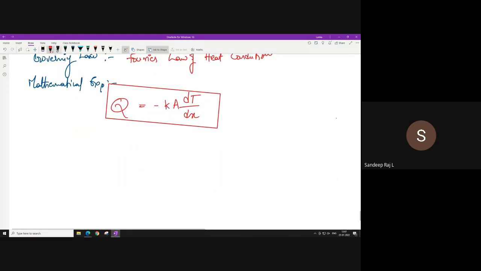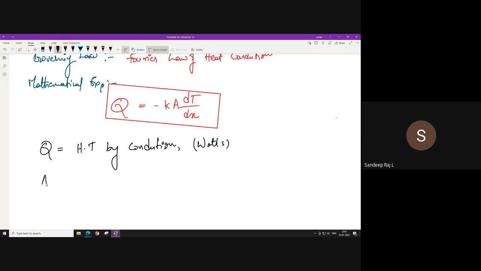In this, tell me what is Q. Please tell me what is Q. It is the amount of heat transfer, heat transfer by conduction. And what is its unit? Watts.